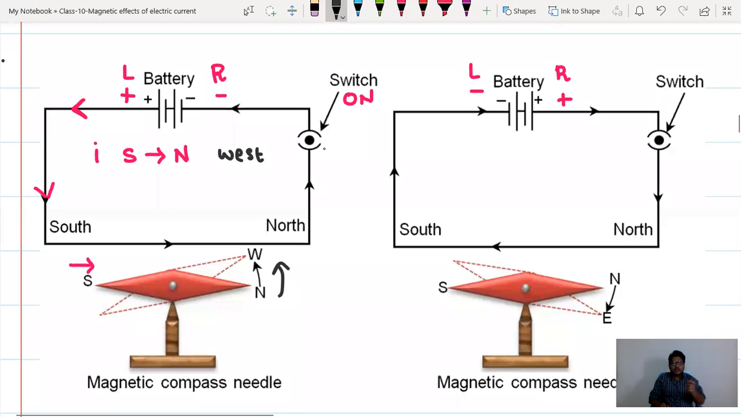Again, if you switch it off, what will happen? It will come back to its original position. If you switch on, it deflects towards the west. If you switch off, it comes to its original position.